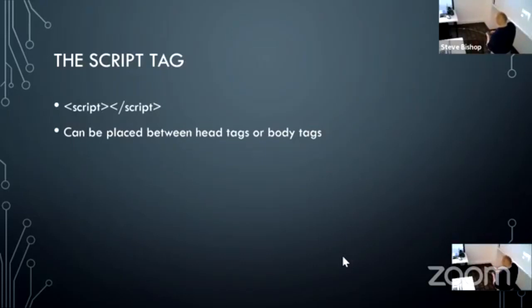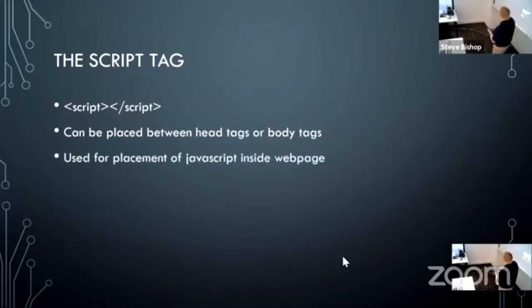Script tags can be placed between head tags and body tags. They're used for the actual placement of the JavaScript inside of a web page. I've got to remember I'm not pointing at the screen, so I'll use my laser pointer so everybody online can see what I'm talking about. Used for placement of JavaScript inside of the web page. So that's what the script tags do: they declare this is where the script is.